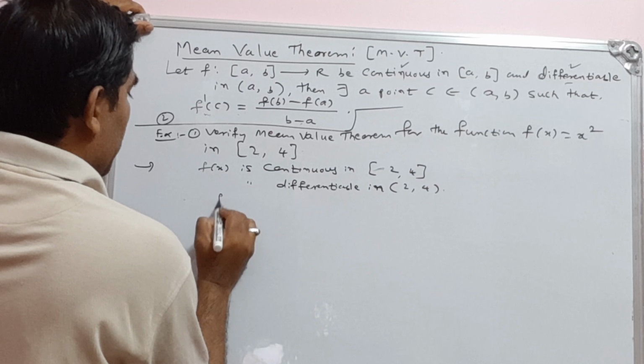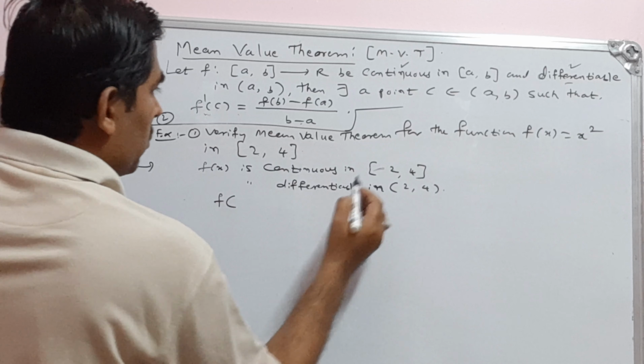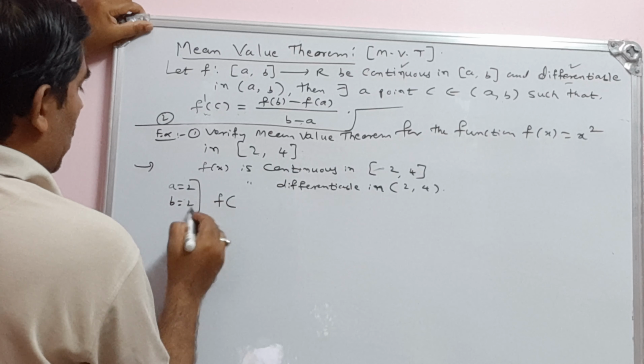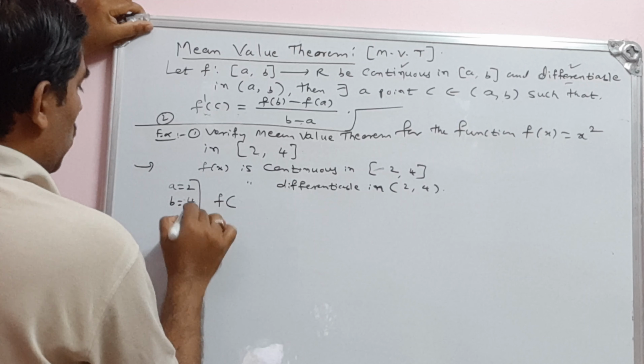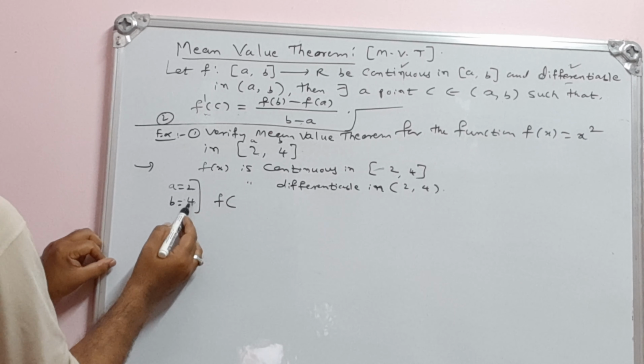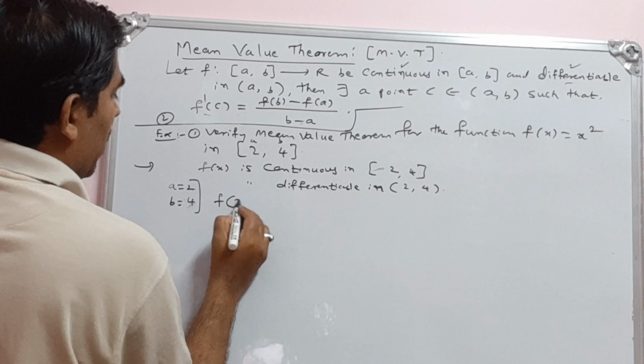So the only thing is we have to find out f of b and f of a. Here a is equal to 2 and b is equal to 4. So the first starting point is 2 and the ending point is 4. So f of a, that is f of 2.